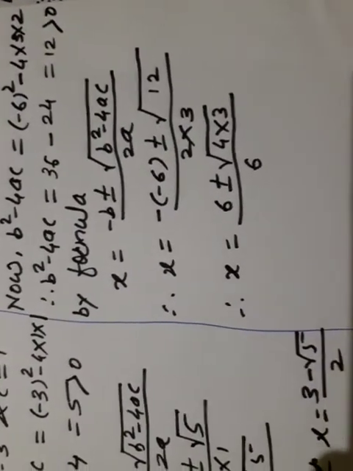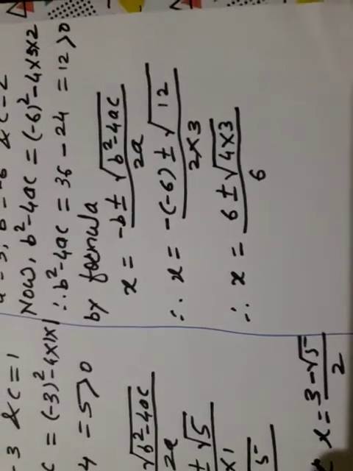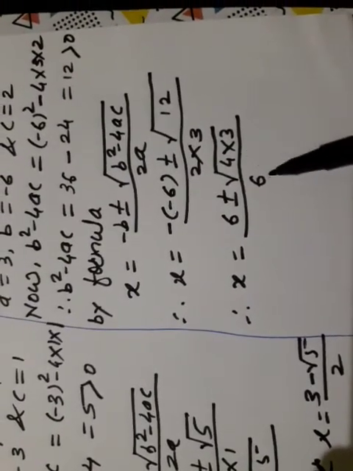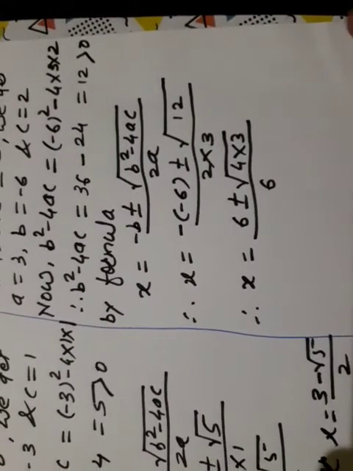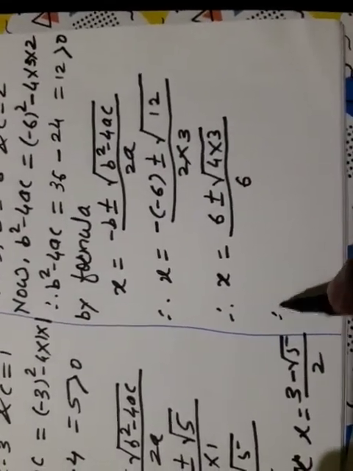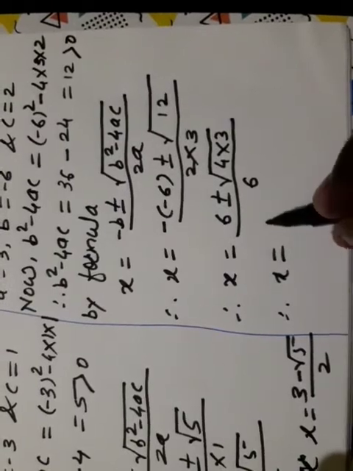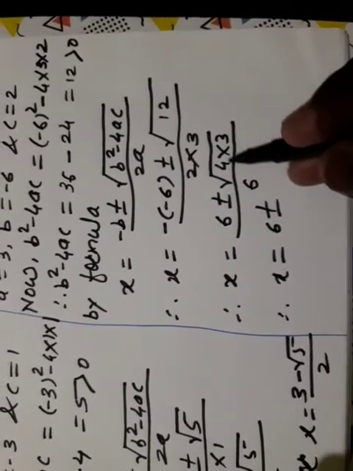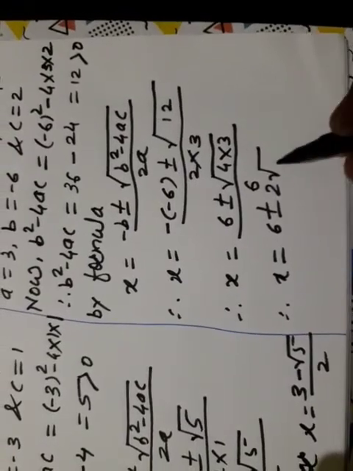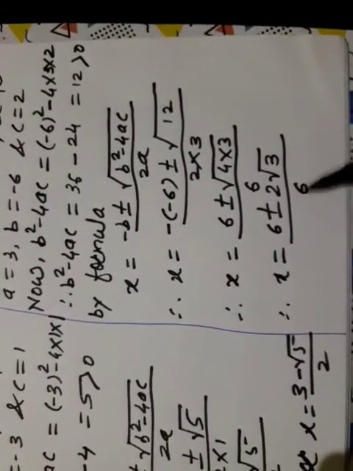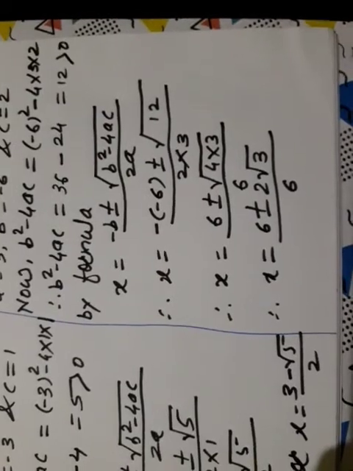Now look here, the bigger problem of all the students. What is that bigger problem? Many times, maximum students cancel the 6, they are doing like that. It is not possible, remember. Okay, we have to keep it as it is. x is equal to 6 plus or minus, 4 is the square of 2, and 3 will remain as it is, divided by 6. Got idea?